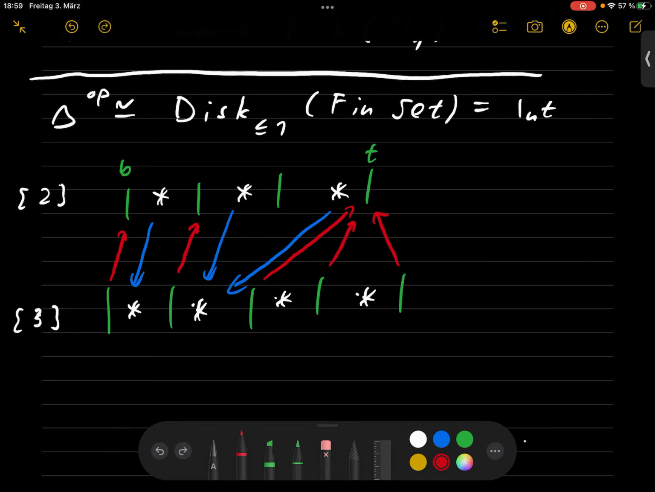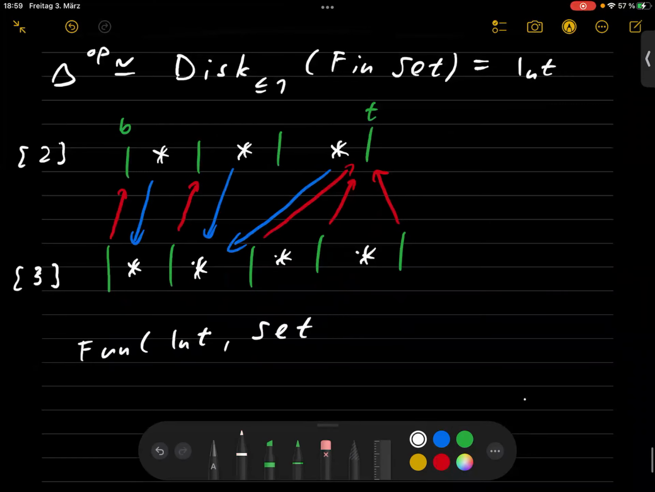functors from intervals to sets, which is just simply presheaves by the above isomorphism, that they are, this is now the classifying topos of intervals.